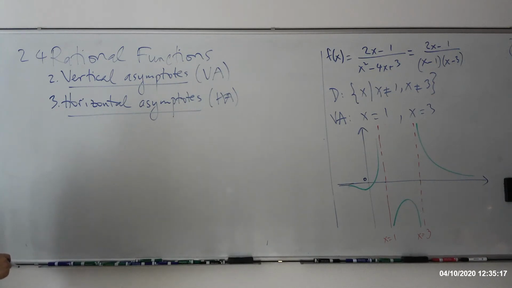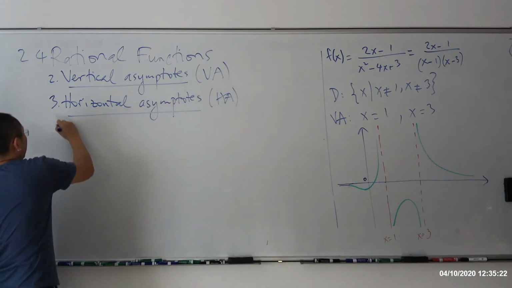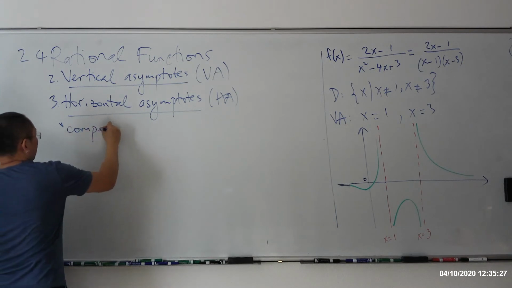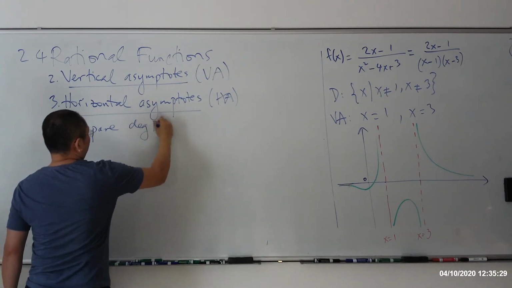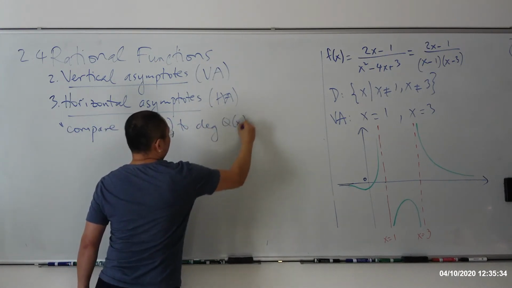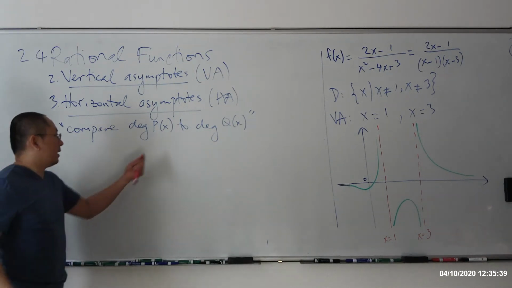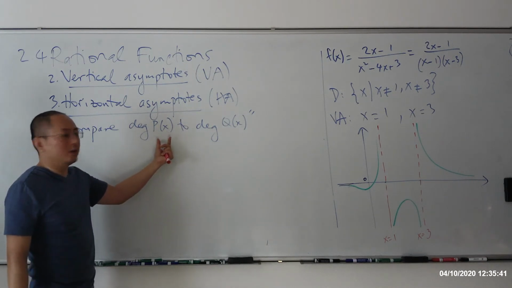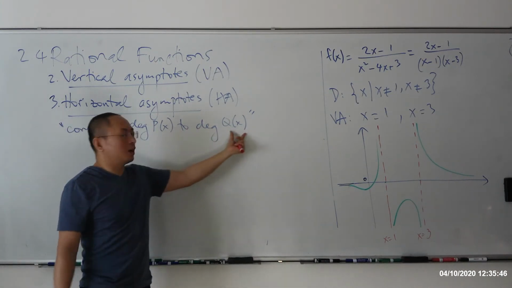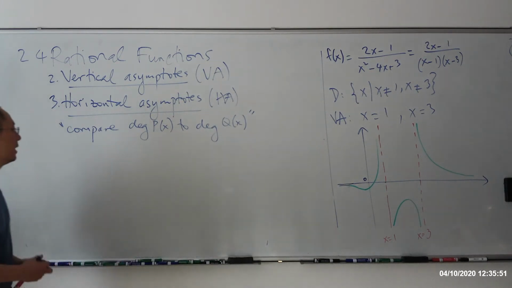The key to looking for the horizontal asymptote is to compare the degree of the numerator to the degree of the denominator. So I'll say it this way. Compare the degree of P of x to the degree of Q of x. First of all, DEG stands for degree, okay? And as I mentioned in our definition in this video clip today, I denote P of x for the numerator of the rational function and Q of x for the denominator of the rational function. So just compare the degrees and you have a hint about the horizontal asymptote.